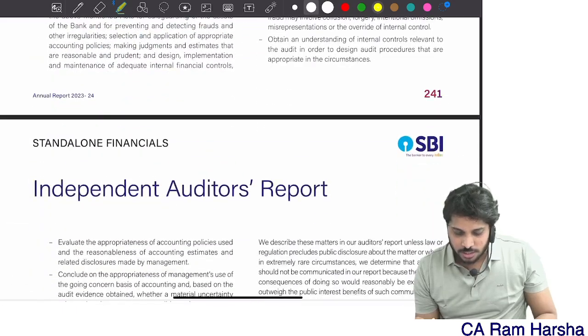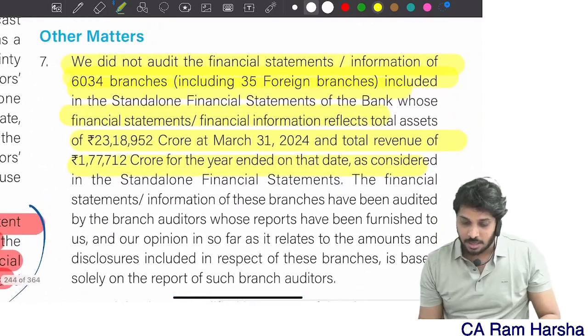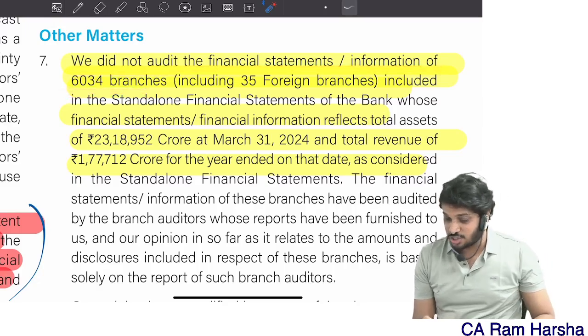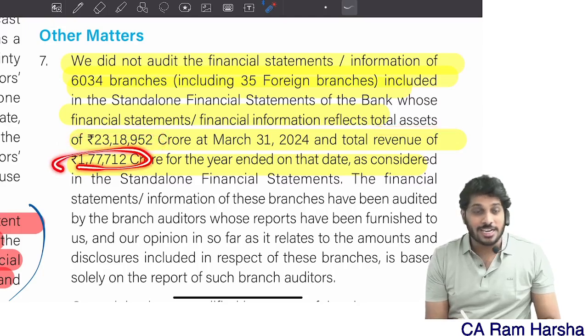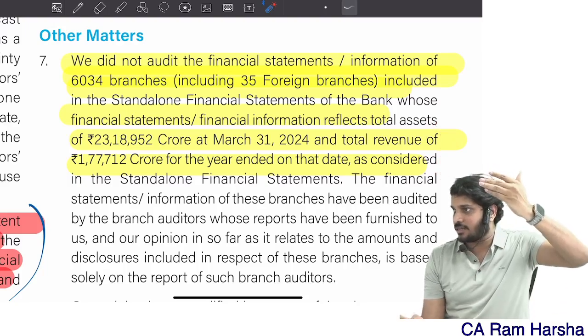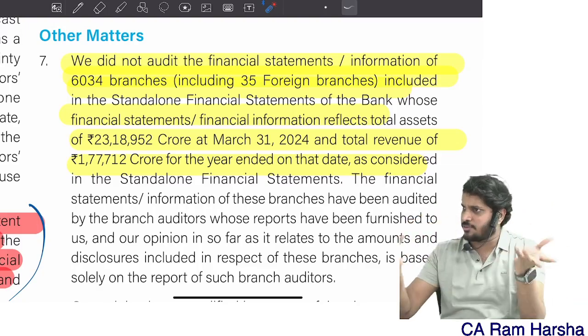I think in the consolidated financial statements related audit report, it was there. Yeah, here it is. Other matter paragraph. We did not audit the financials of 6,000 branches whose total assets are 23 lakh crore, whose total revenue is 1.7 lakh crore. This is all included in the balance sheet and P&L. Extra assets we audited. This much asset, this much revenue we didn't audit.